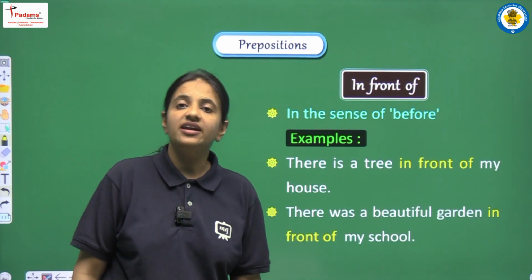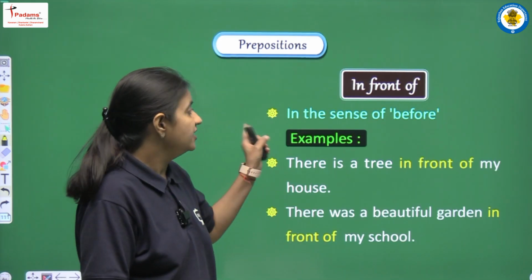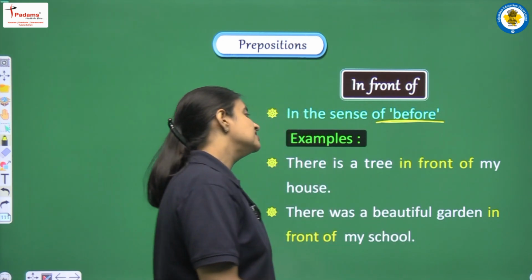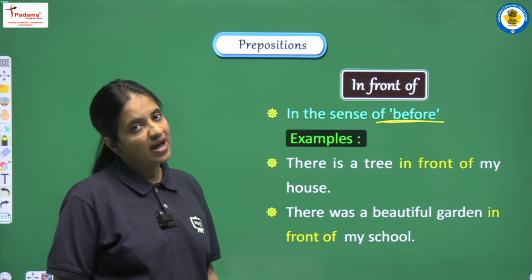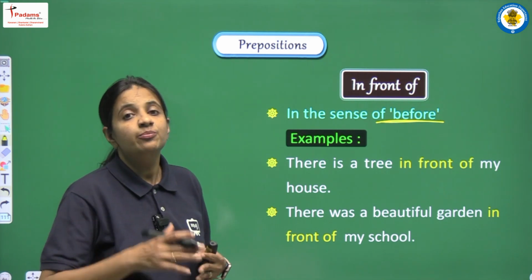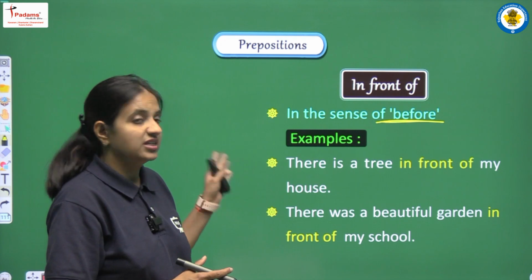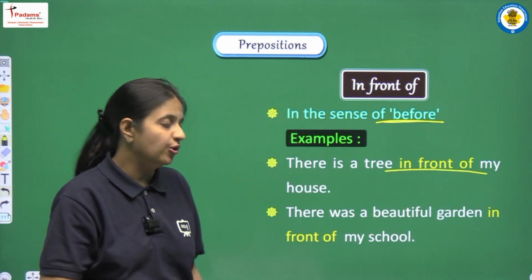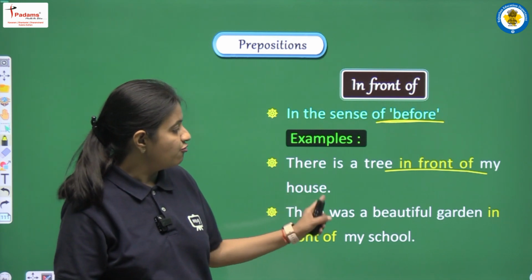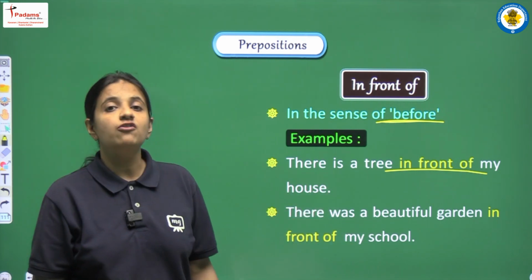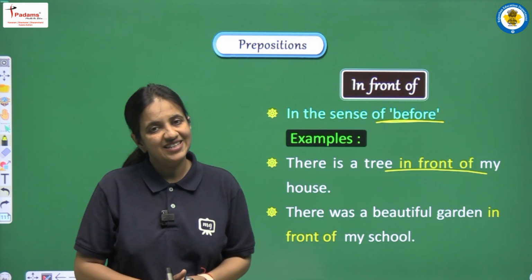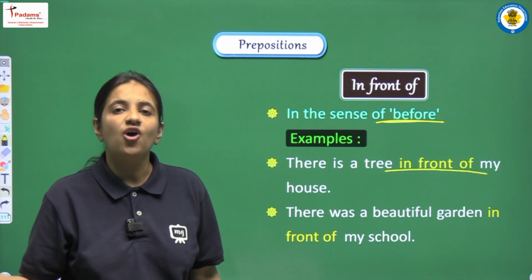Next we are having in front of. So let's see, it is used to have the sense of before. Let's see the examples. There is a tree in front of my house. So we are saying that you know, before my house there was a tree. So yes, in front of, it is having the meaning of before. Similarly we are having there was a beautiful garden in front of my school. Again we are having the meaning of before. So yes, in this manner we can use in front of.